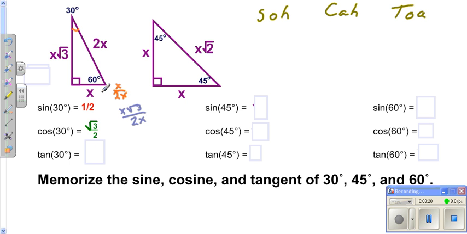We also have tangent of 30. Tangent, according to this, is opposite over adjacent. Opposite is x. Adjacent is x root 3. The x is dropped, leaving you 1 over root 3. Hopefully you realize you can't leave a root in the bottom, so you've got to multiply the bottom by a root 3 and a root 3 in the top. A root 3 times a root 3 is a 3. Multiply out the top, and you get a root 3. So tangent of 30 degrees is root 3 over 3.